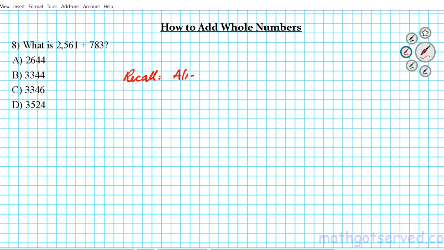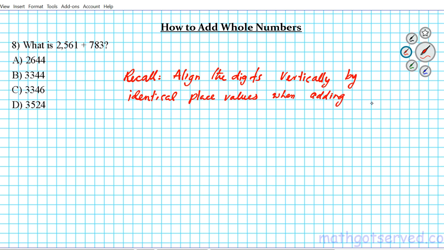You want to align the digits vertically by identical place values. Okay, so align the digits vertically by identical place values when adding and subtracting. Okay, all right, so let's do it.